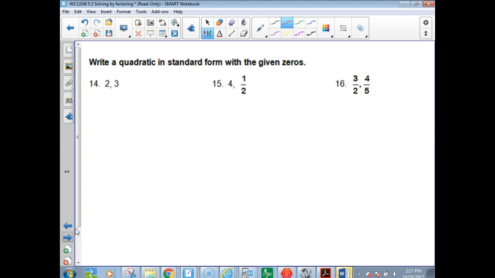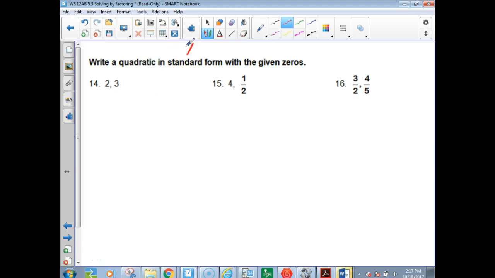Okay, write a quadratic in standard form with the given zeros. There was a challenge question on the quiz yesterday before I taught this to see if maybe you could figure it out. Not too many people got it. It'll be on there again though as something you should know.